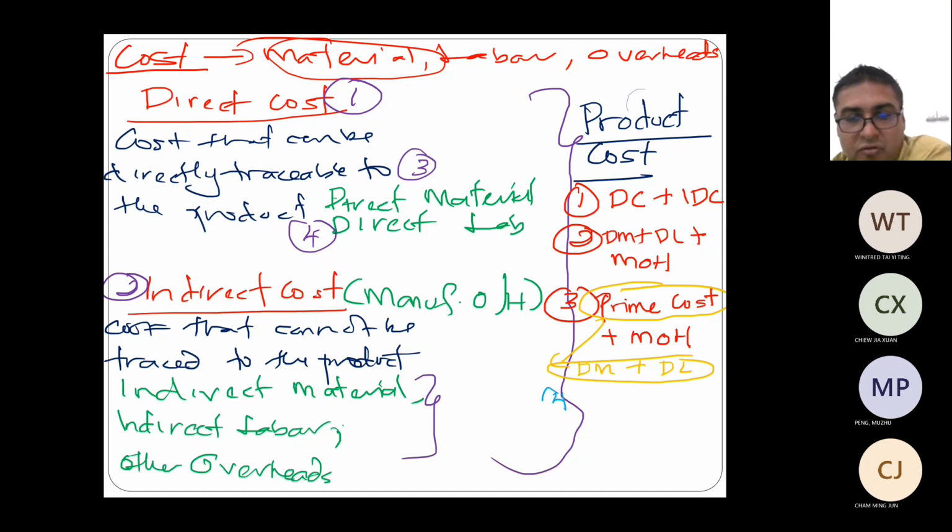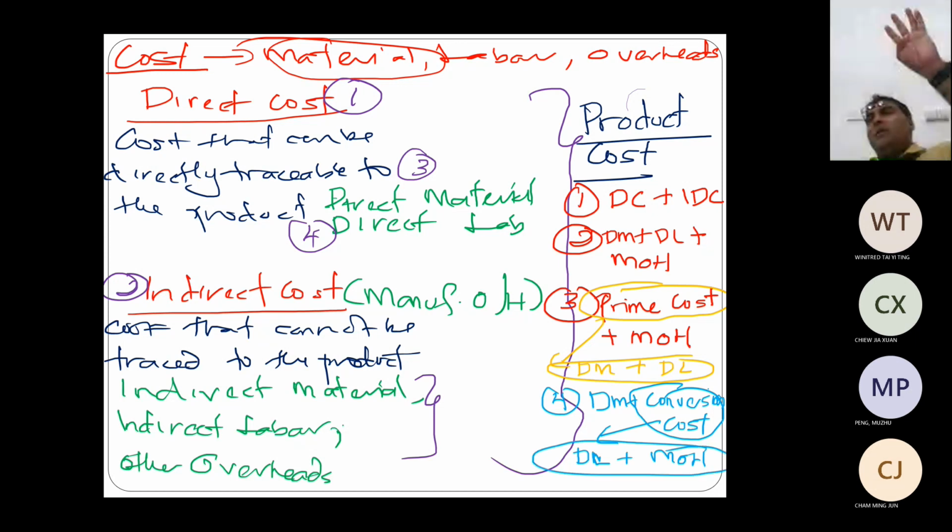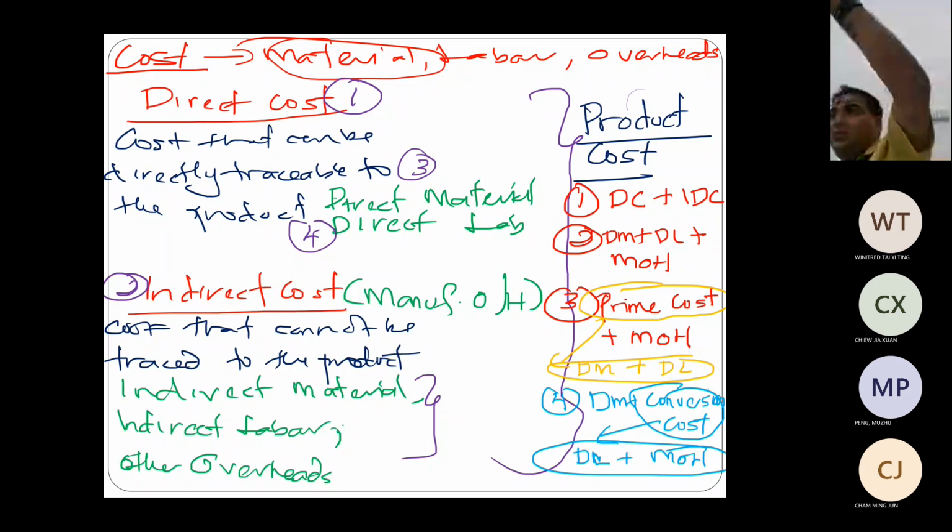Number 4, we also call it direct material plus conversion cost. What is a conversion cost? Conversion cost basically means direct labor plus manufacturing overhead. So you see here, same result, but can be calculated 4 different ways. Yes or no?